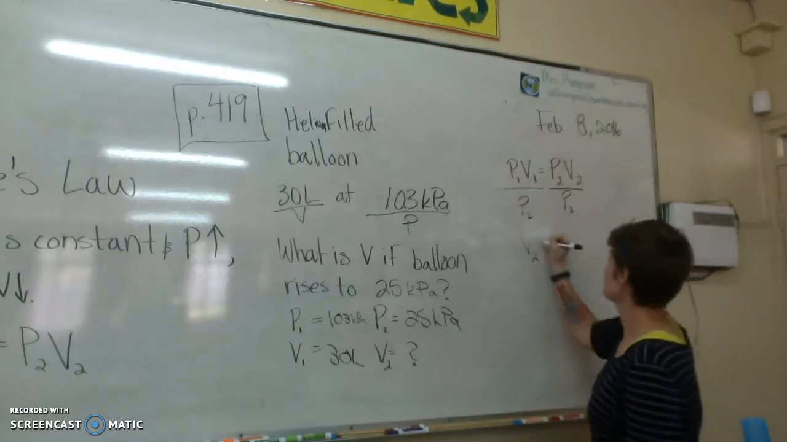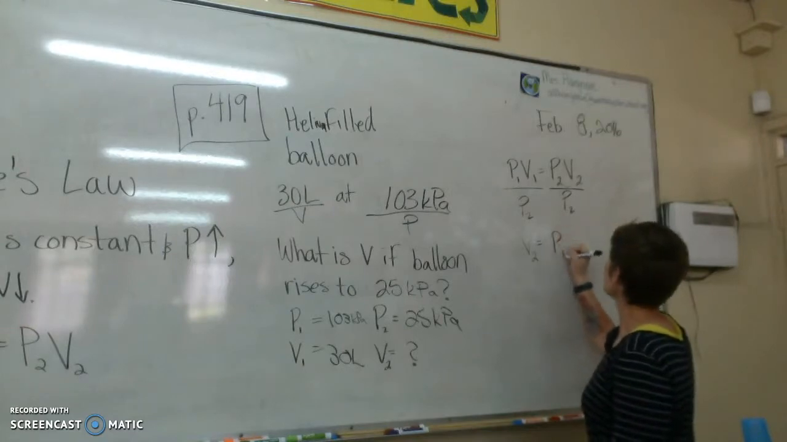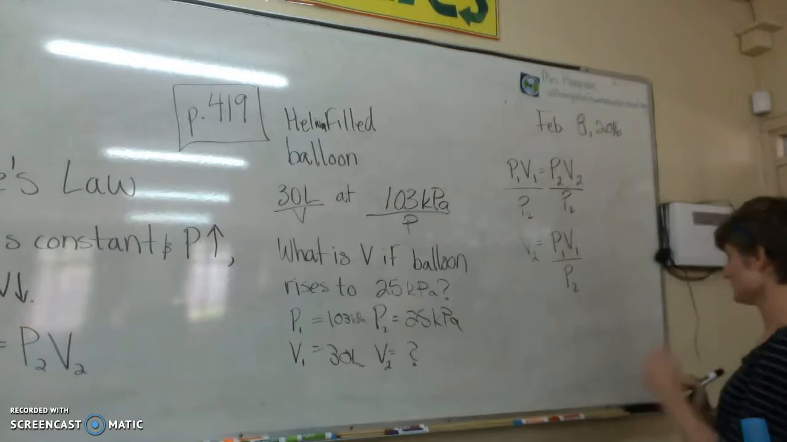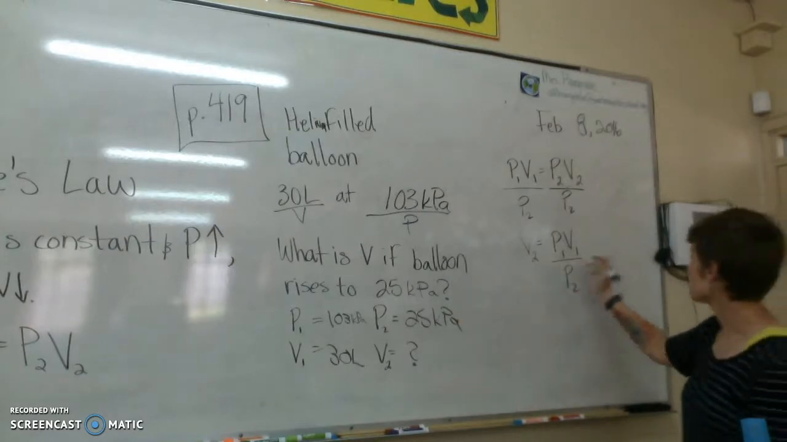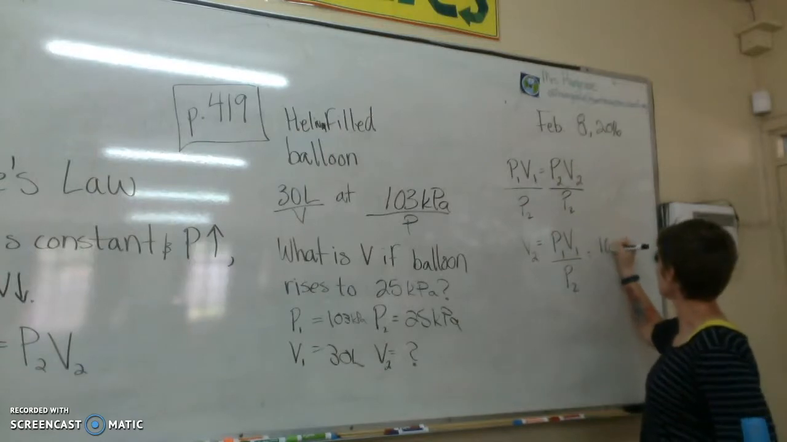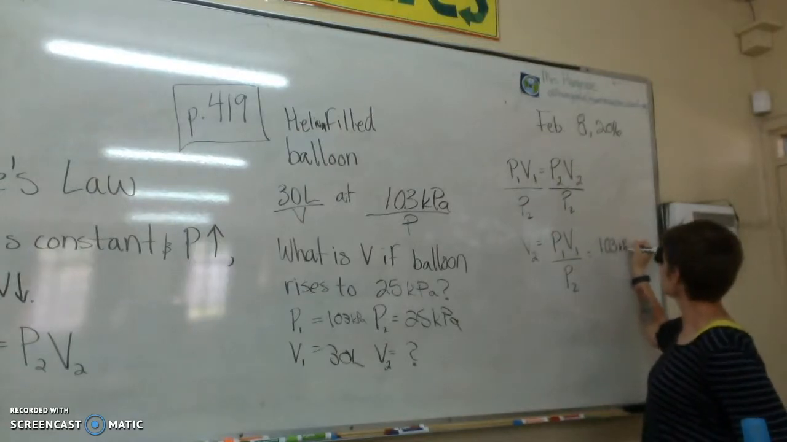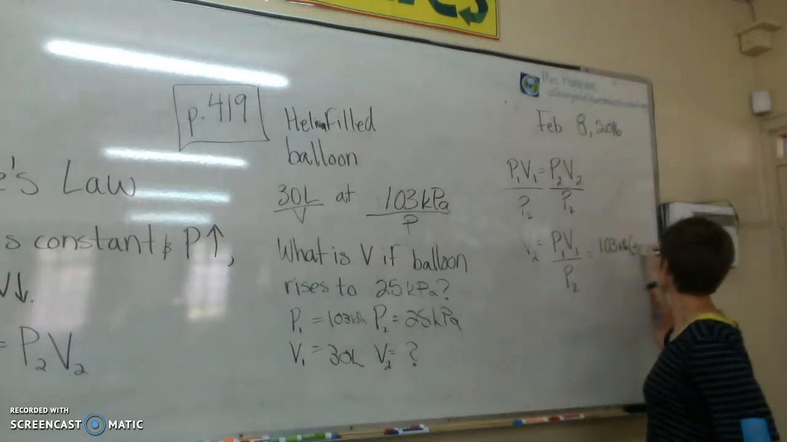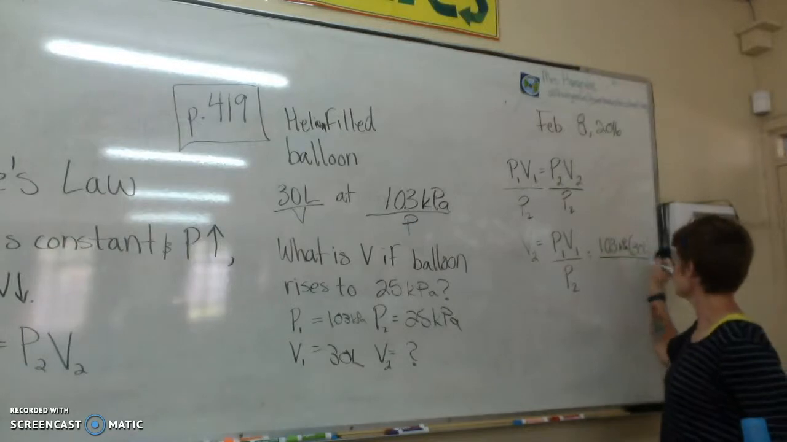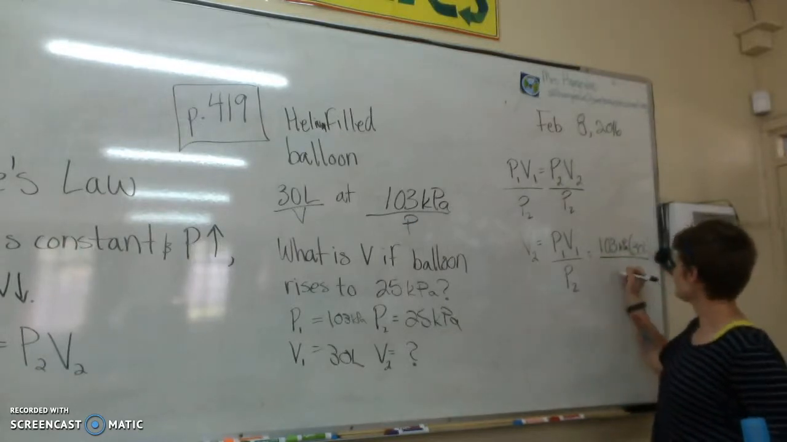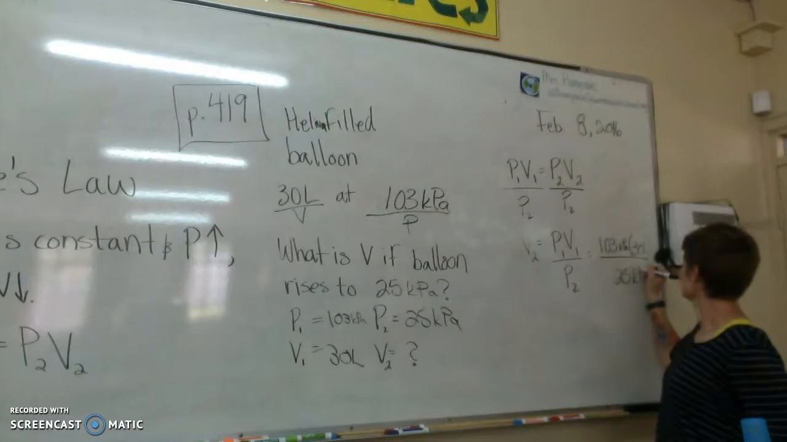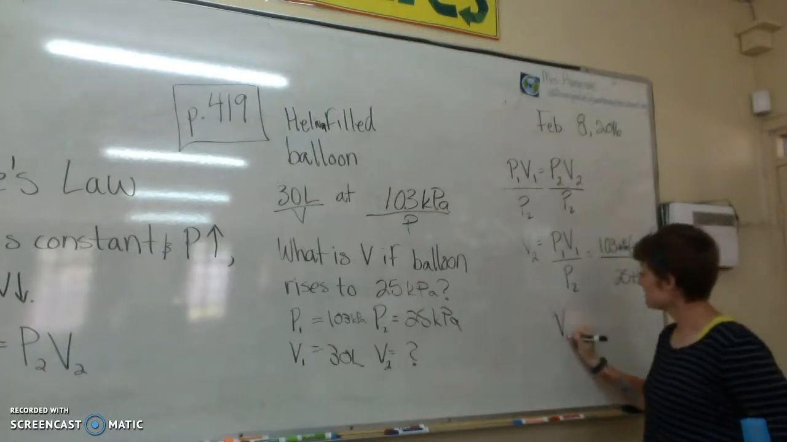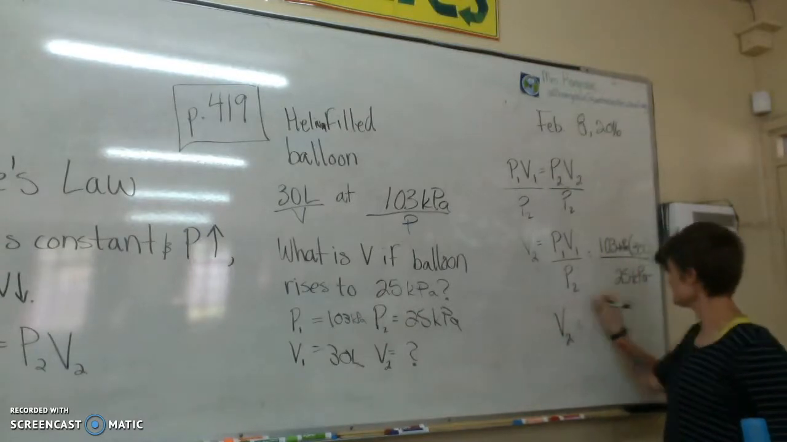V2 equals. So V2 will equal P1 times V1 over P2. Then plug in your information. So for P1 we have 103 kPa, and then it's going to be multiplied by our first volume, 30 liters, over 25 kPa. Our kilopascals cancel out, and we're going to have V2, which is in liters.